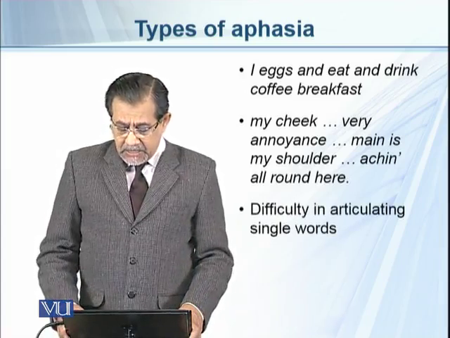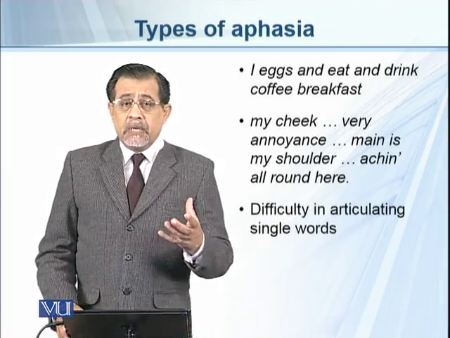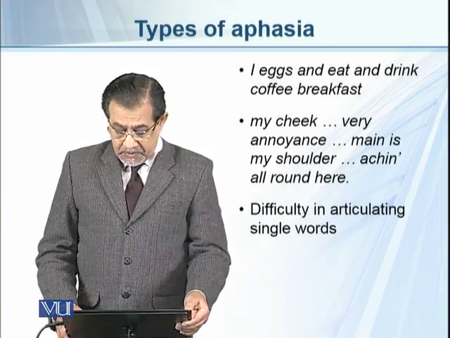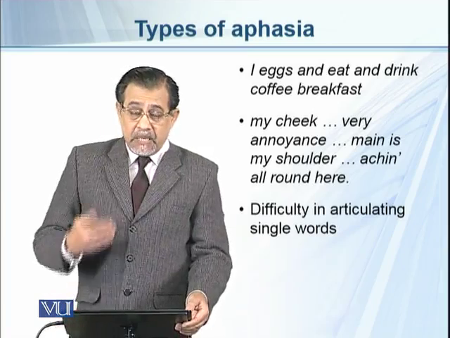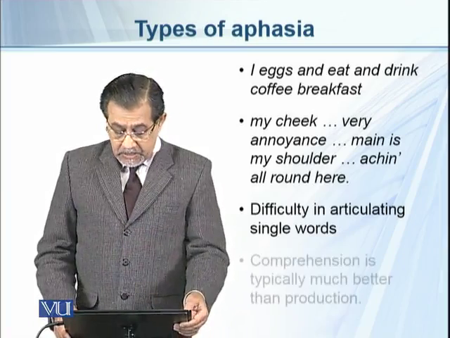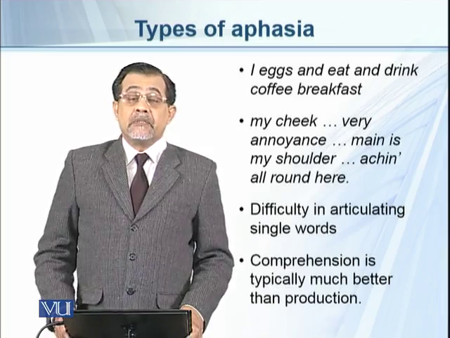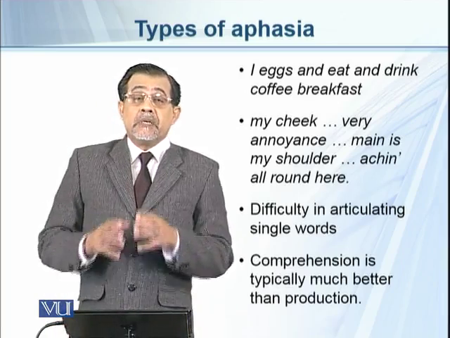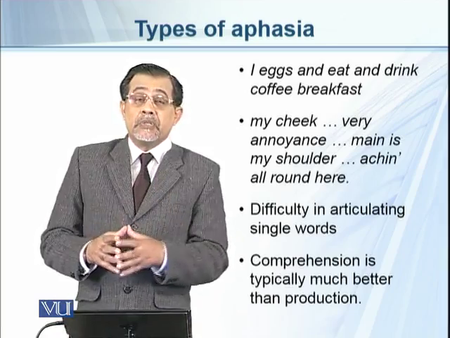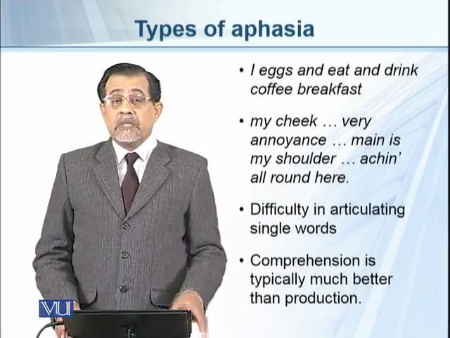Difficulty in articulating a single word. So such a person finds it difficult to articulate a single word. So they may use more than one word at a time. Comprehension is typically much better than production. So in Broca's aphasia, the patient can comprehend well, but he has a problem with speech.